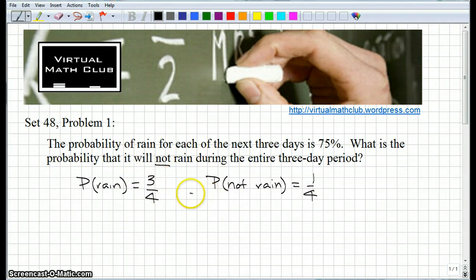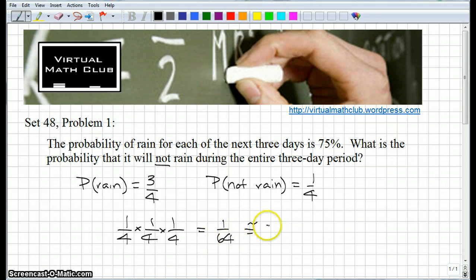So we know that the probability that it won't rain is 1/4. Okay, and that's on any given day. So the first day we have a 1/4 chance that it will not rain. But then the next day is a new day, and again we have a 1/4 chance that it will not rain. And then the third day again is a new day, and we have a 1/4 chance that it will not rain. So we can just multiply those probabilities together, and we get 1/64.